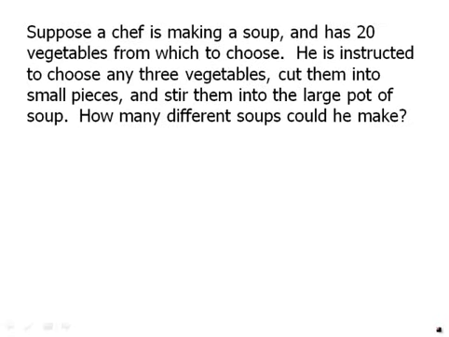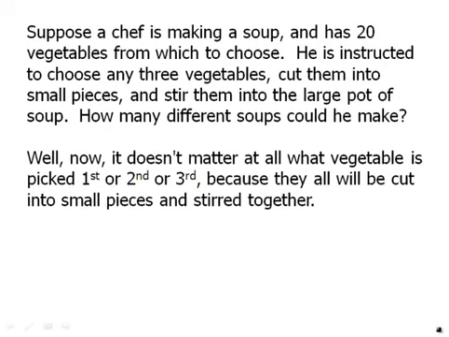Suppose a chef is making a soup, and he has 20 vegetables from which to choose. He's instructed to choose any 3 vegetables, cut them into small pieces, and stir them into a large pot of soup. How many different soups could he make? Well, we're assuming that the soup is determined purely by the choice of vegetables. Here it doesn't matter at all which vegetable is picked first or second or third, because they will all be cut into small pieces and stirred together.